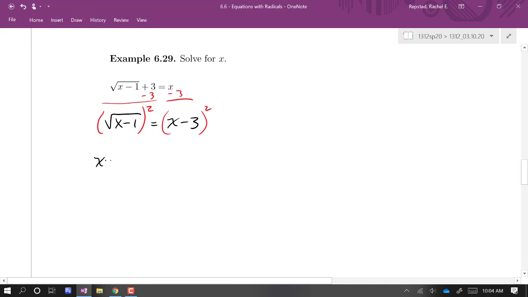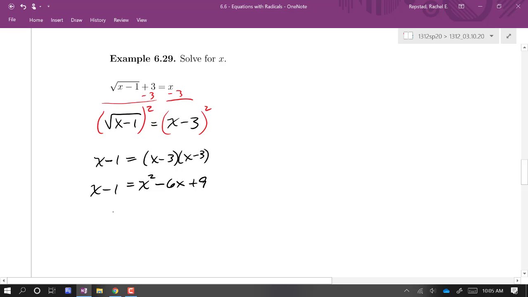So we have x minus 1 on the left side. What do we get on the right side? X squared plus 9. So we can't do that, we cannot distribute an exponent over addition or subtraction. So what do we get? X minus 3, x minus 3. Yeah. So we're going to FOIL that out. X squared minus 6x plus 9.